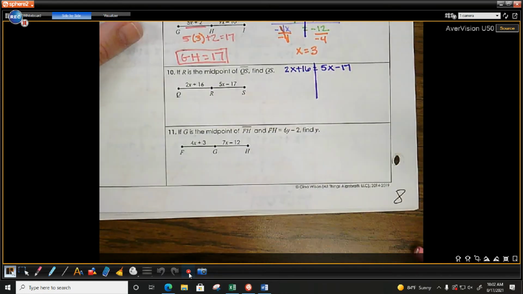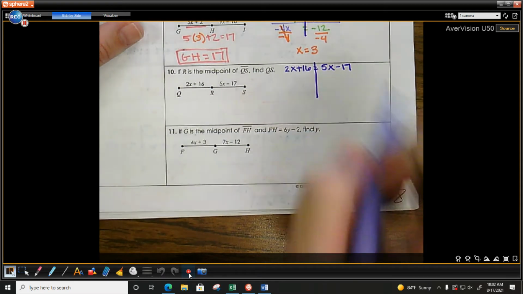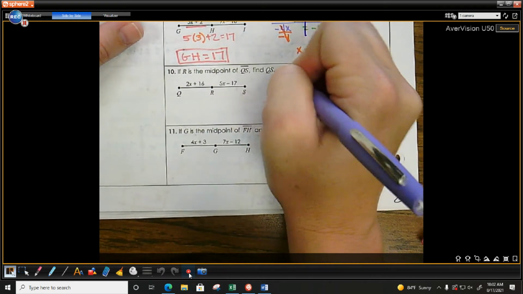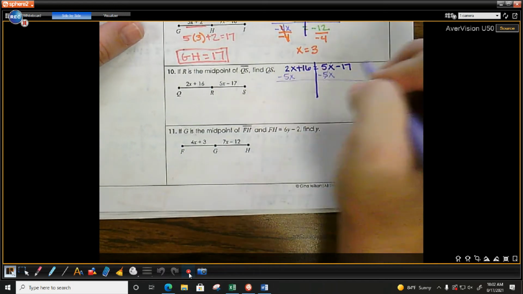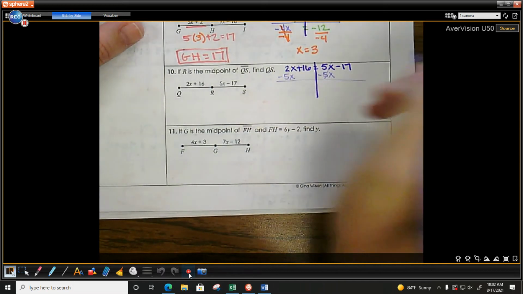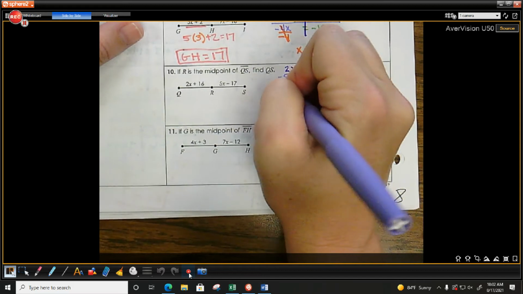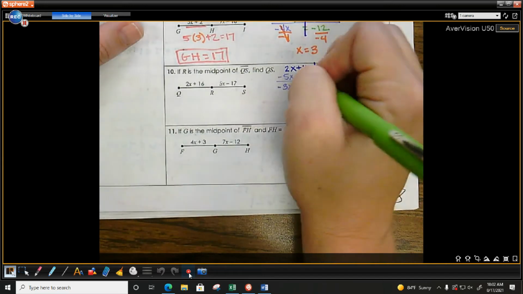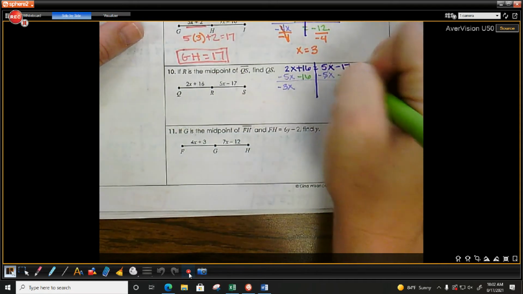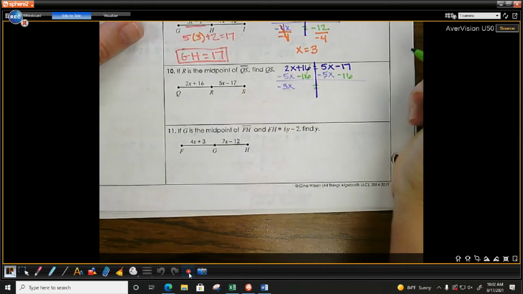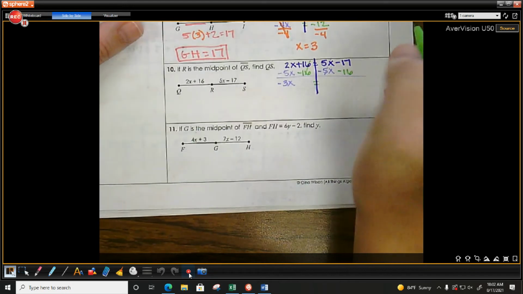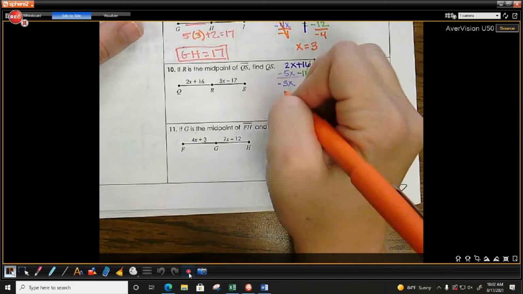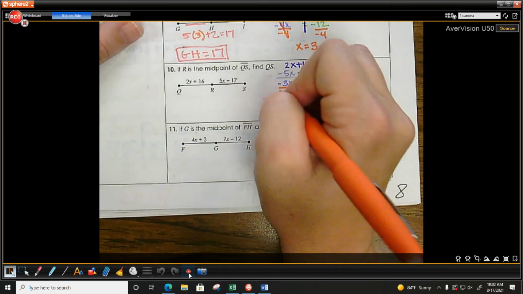Subtract 5x. What's the right minus 5x? Negative 3x. And how do I move my 16 over? Minus 16. Very good. So negative 17 minus 16 is? Negative 33. And then how do you get your negative 3 away from your x? Divide by negative 3. Oh, I already did the minus 5x.